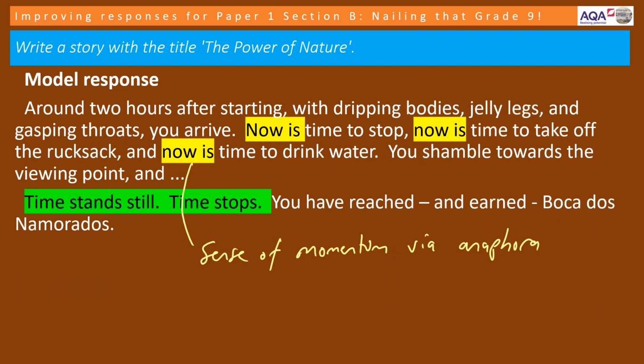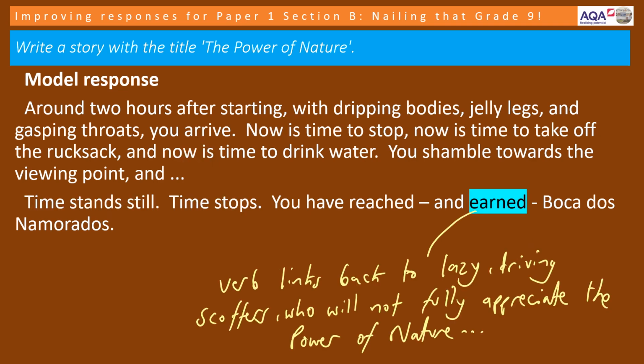Notice the repetition and short sentences for effect within my final few paragraphs to indicate the significance of finally reaching my goal. Given my scathing comments about the car-hired tourists, the verb "earned" is significant, thus separated within dashes to highlight its importance. The final sentence has an air of finality about it, as I once again reference the full name of the viewing point. You have reached and earned Boca dos Namorados.